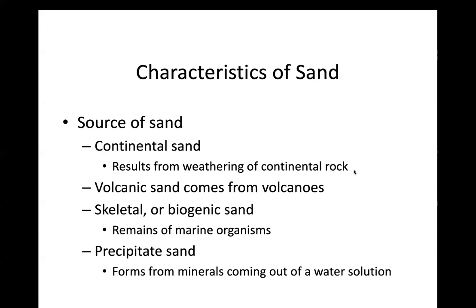Skeletal or biogenic sand is made up of the remains of marine organisms, such as microorganisms, shells, and corals. And then finally, we have precipitate sand. Water contains dissolved minerals. When water evaporates, these minerals precipitate or come out of the water solution. Calcium carbonate will sometimes precipitate out of seawater, forming layers of hard particles that resemble the layers of an onion.